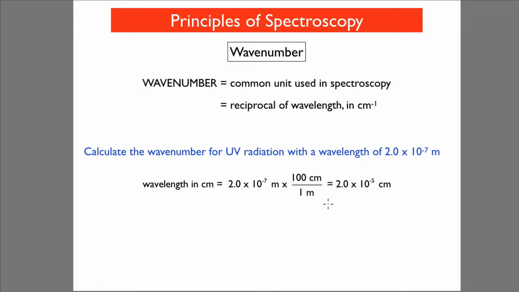all convert wavelength into centimeters, so we'd use conversion factors or dimensional analysis. So we've got this in meters. Our conversion factor would be there are 100 centimeters for every 1 meter. Make sure that the thing you want to cancel out is on the bottom. Meters and meters will cancel, giving us centimeters. We'll get 2 × 10⁻⁵ centimeters.